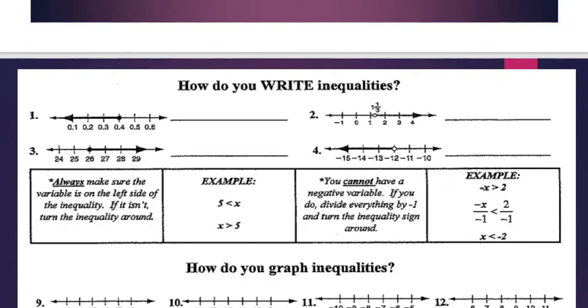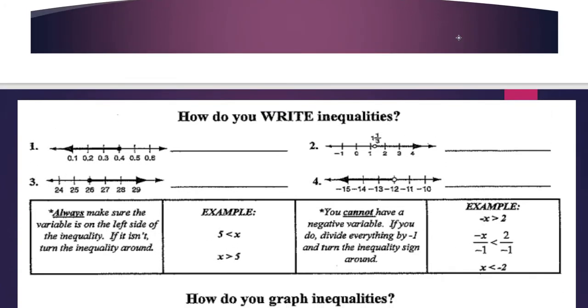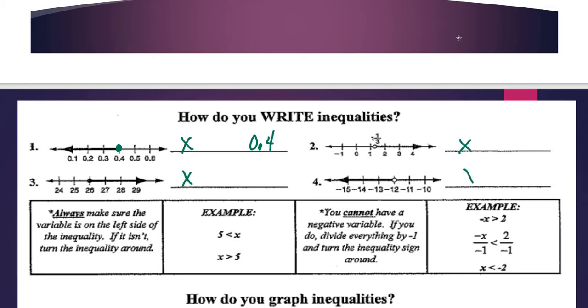Now, look at this next one. How do you write inequalities? So when I'm writing inequalities, the first thing I see is that there's a closed circle on 0.4. So I'm going to put 0.4. I'm going to go ahead and put my X, X, X, and X. It does not matter what variable you use right here.